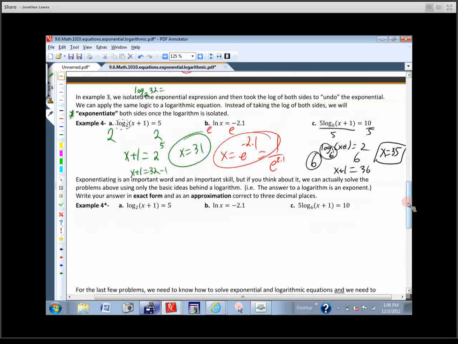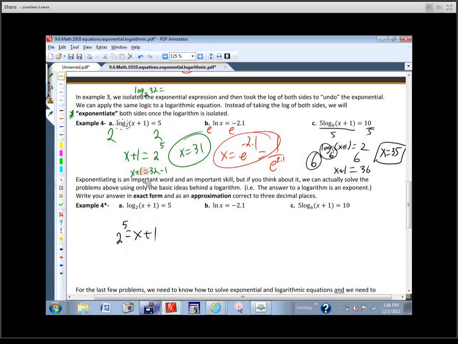Okay, again, really quickly, this is the idea that these are inverse operations. But again, like I mentioned before, if you can't figure something out in logarithmic form, write it in exponential form. What's the base? 2. What's the exponent? 5. And what should it equal? x plus 1. So 2 to the 5th should equal x plus 1. Do I get the same thing I had above?